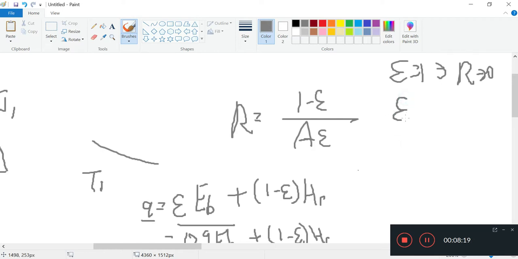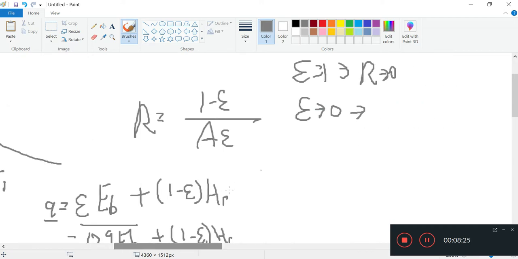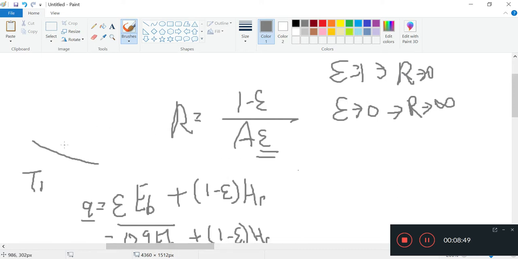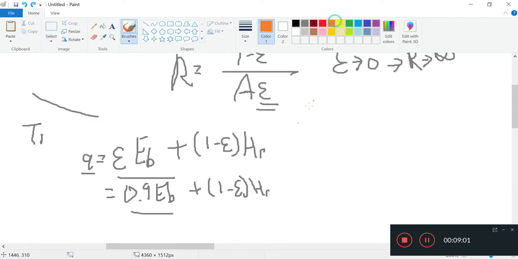Then what happens if emissivity approaches 0? Then you see this denominator going to 0, and the resistance goes to infinity. So basically the idea, regardless of whether or not there's reflection, is pretty much the same for this gray diffuse surface. The more emissivity you have, the easier it is for heat to be transferred off this surface. Hopefully that makes sense. And this is called the surface resistance. I'm going to put surface resistance.